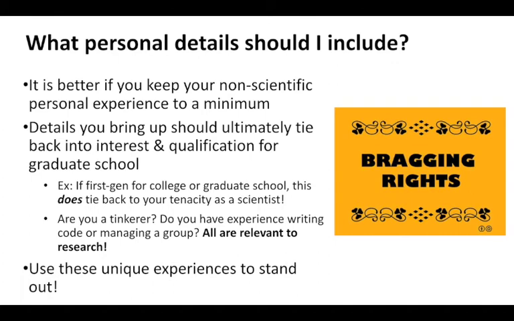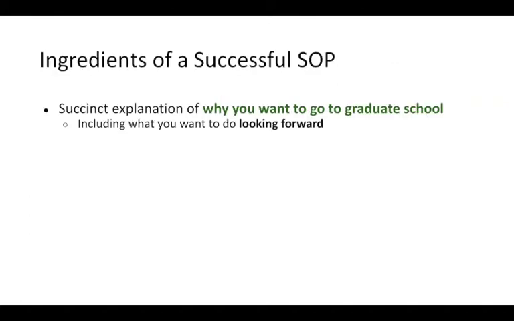Okay. So now in this part of the talk, we're going to loop through some of the ingredients of a successful statement of purpose. And so again, every SOP will be different, but these are some common things that successful ones will and have had in common. So I think one of the most important things is a succinct explanation of why you want to go to graduate school. After all, when you call it a statement of purpose, this is your statement of your purpose.